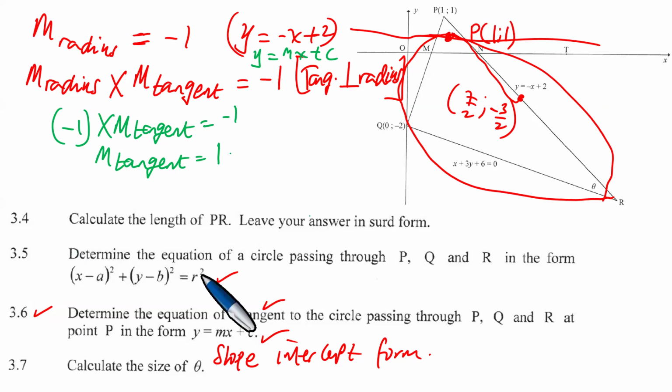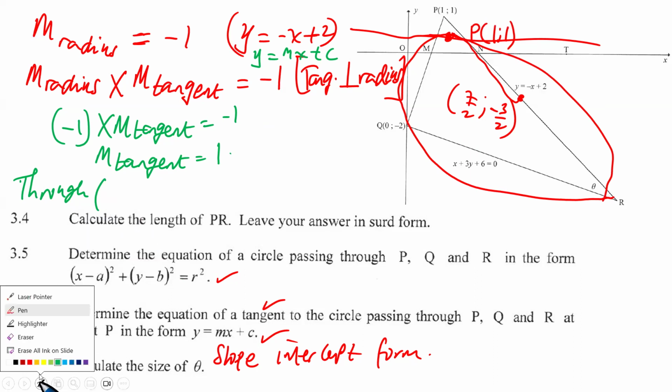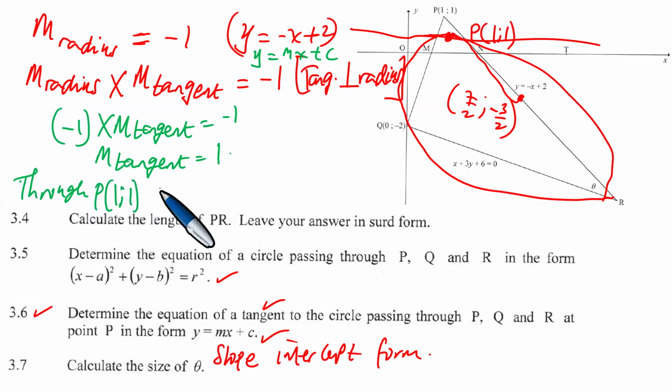So now we know the gradient, but this tangent passes through the point P, because they said the equation of a tangent to the circle passing through P, Q and R, at point P. The tangent is at the point P. It's a line through the point P, with coordinates one and one. So we are going to use the slope-point form: y minus y1 equals m times x minus x1.